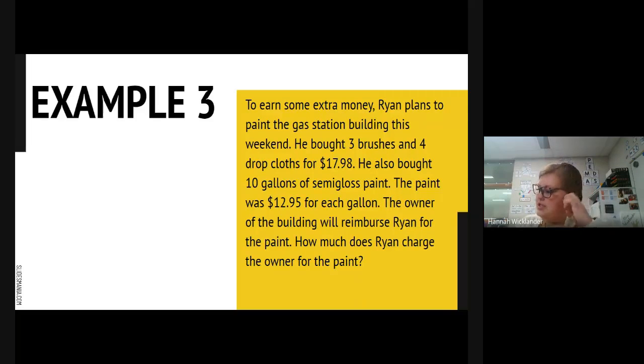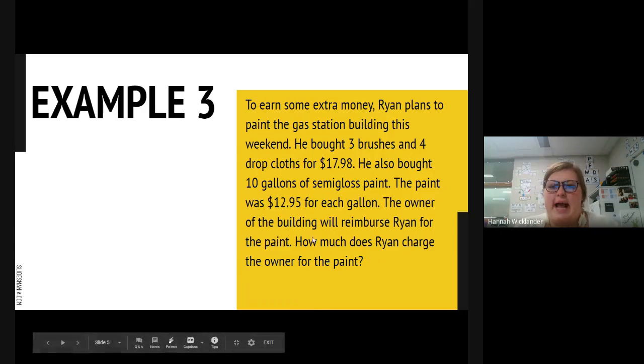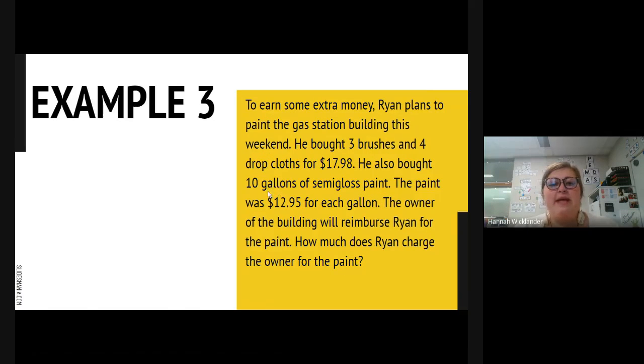So this question, you need to know 2 things. How much the paint costs for each gallon and how many gallons were bought. Extra information is given, such as the brushes and drop cloths he bought. You don't need that information. So all it's wanting to know is how much does Ryan charge the owner for the paint? So we just need to know the information about how much paint he bought and how much it cost.